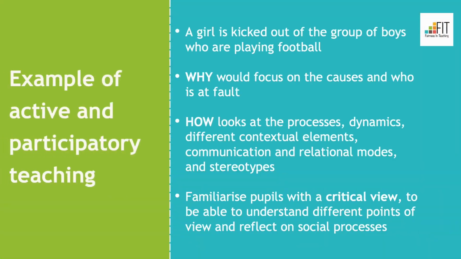When dealing with discriminatory behaviour adopted by children, we can take the example of a girl being kicked out of a group of boys who are playing football. Exploring the why would focus on the causes and who is at fault, while exploring the how points out the processes, dynamics, different contextual elements, communication and relational modes, and stereotypes. Analysing the different variabilities at stake would make pupils aware of the social reality and familiarise them with a critical view, for them to be able to understand different points of view and reflect on social processes.